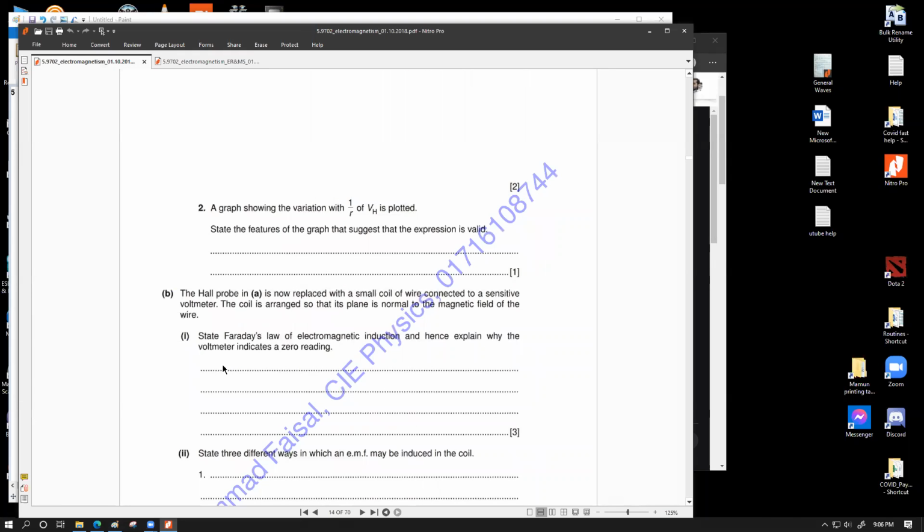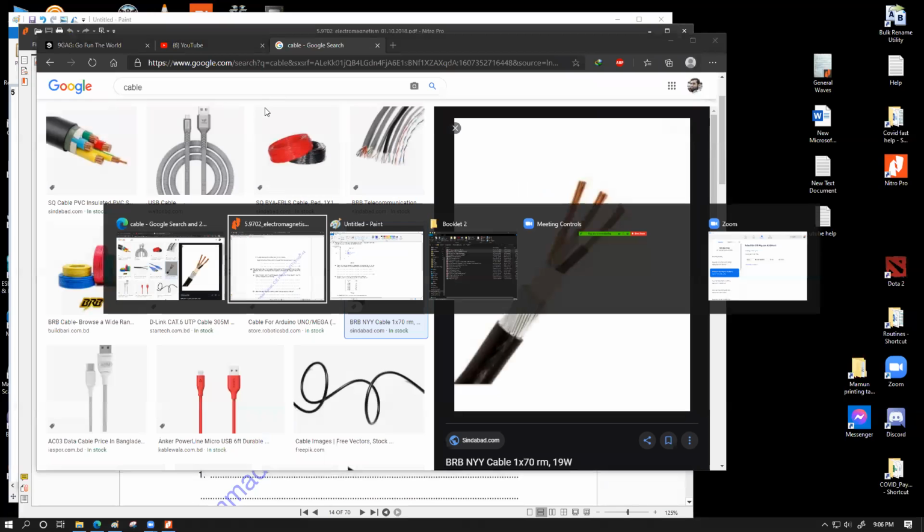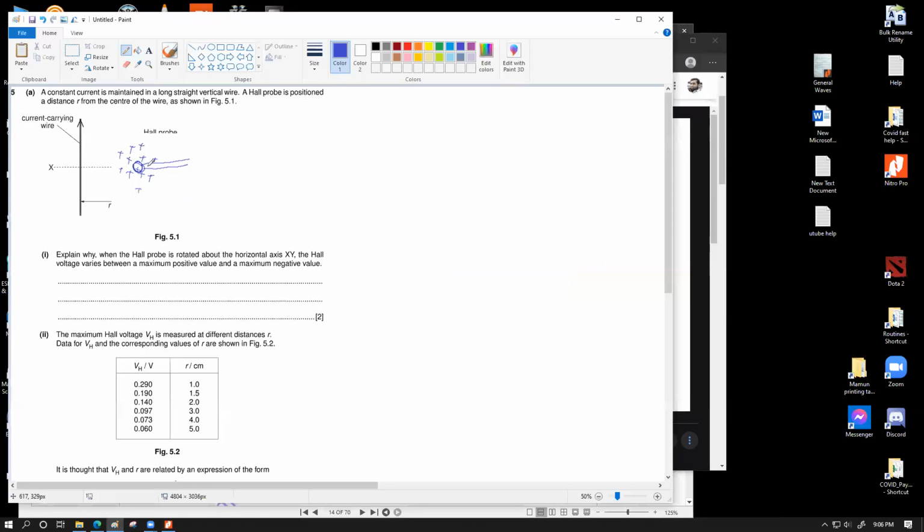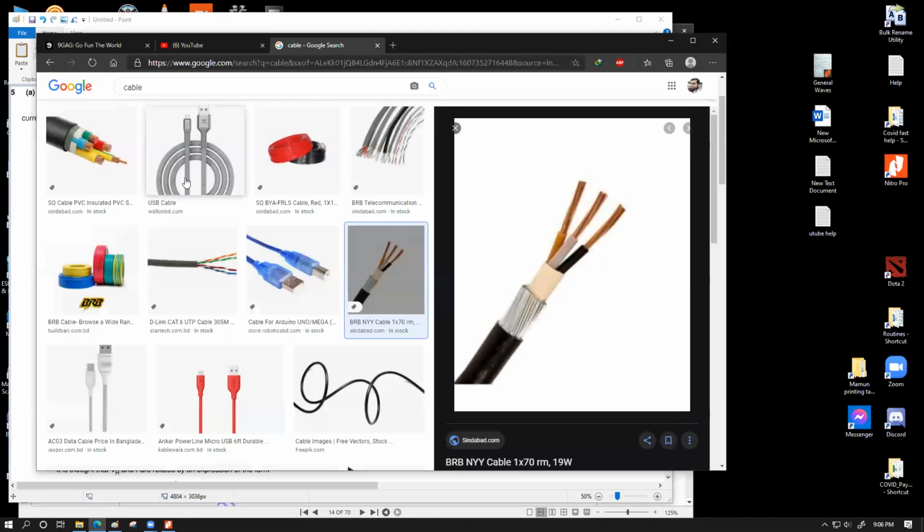And then it says why the voltmeter indicates zero reading, because whenever we are keeping the coil stationary in front of the wire, so you are just keeping it like that, there is no change of the magnetic flux linkage. Magnetic flux linkage can change if we bring the coil closer or further, then there would be a change of B, or if we rotate the coil in its original place, then there will be a change because of the angle. But as long as we keep it stationary, there is no change of magnetic flux linkage, hence there is no EMF induced. So you just mention that.